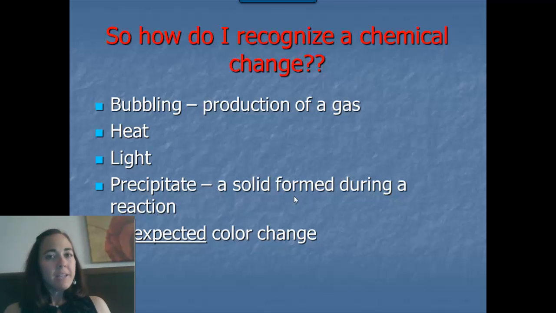Now I underline unexpected here because a color change, just coloring a piece of paper with a marker or a crayon, is a physical change. But if you get a color that you didn't expect, like if I add blue food coloring to water, it's going to be blue water. Physical change. But if I add two clear liquids together and they turn red, that's an unexpected color change. So that's an indication that some kind of a chemical change has occurred. So take a look at these examples and hopefully you can recognize them when you go into lab too.